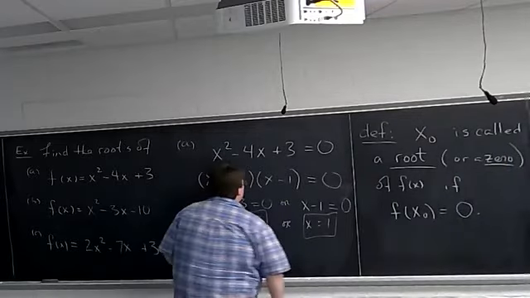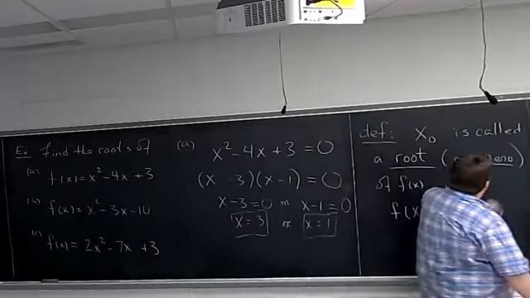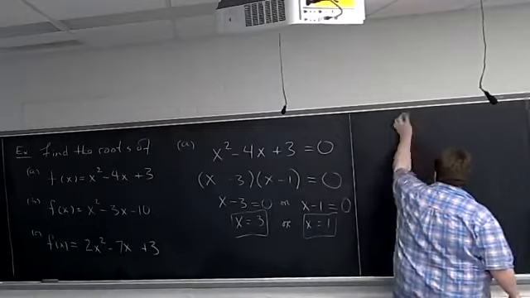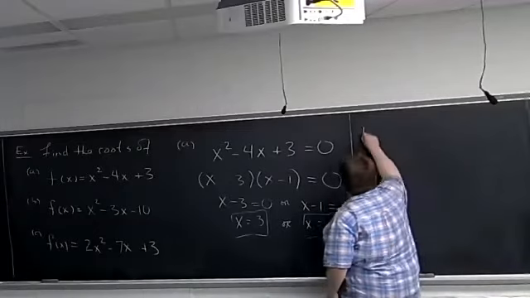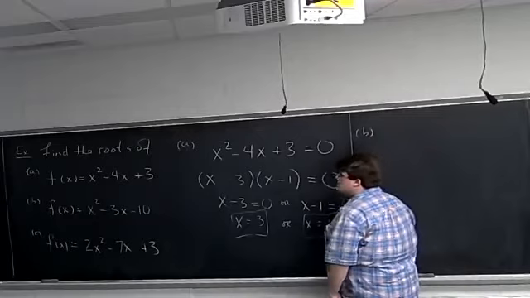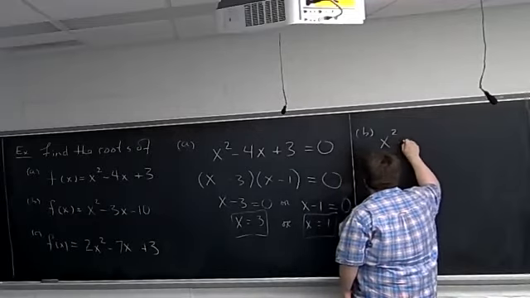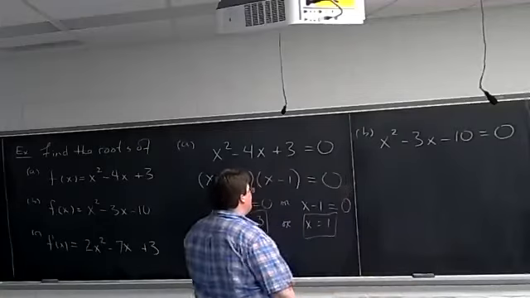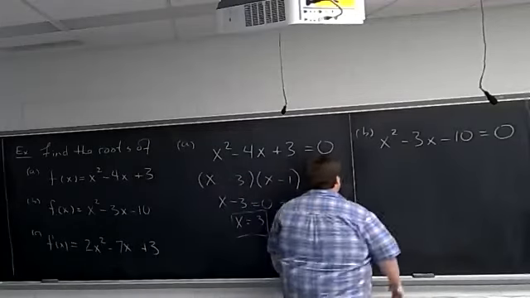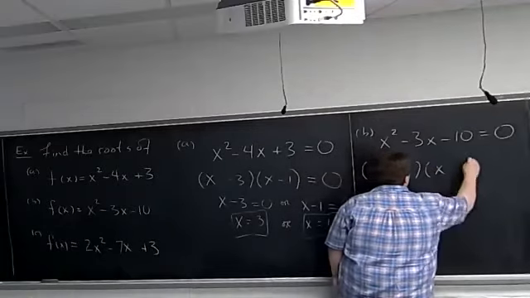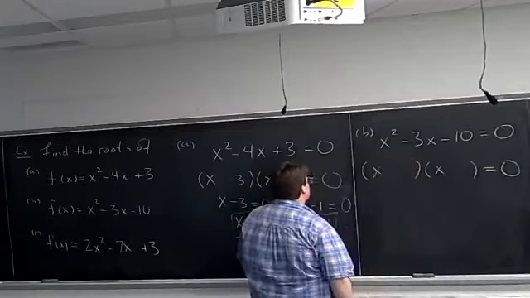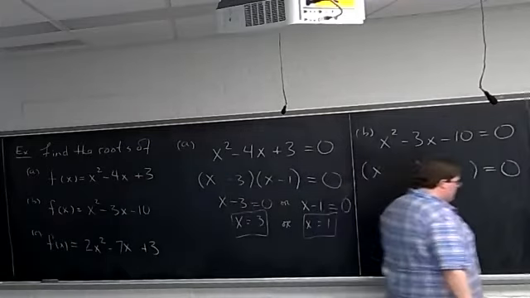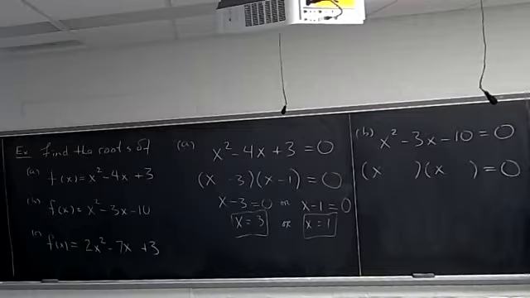Part B, will that fit here? Yeah, I think it will fit here. What's our equation? x². We need the roots of this function. So we'll set this equal to 0. And again, this will factor. How does it factor? Well, we have just x² in front, so that can only break down in this way. X times x is x². We need numbers that multiply to -10 and add to -3.